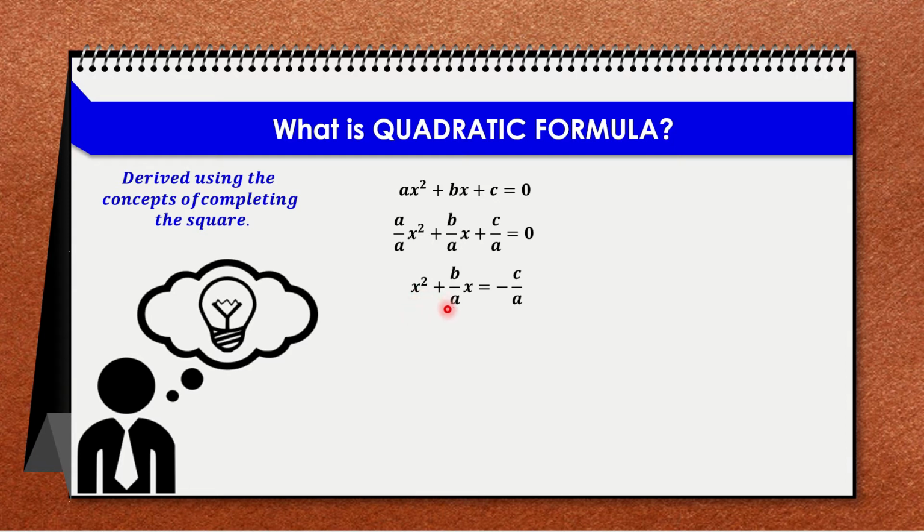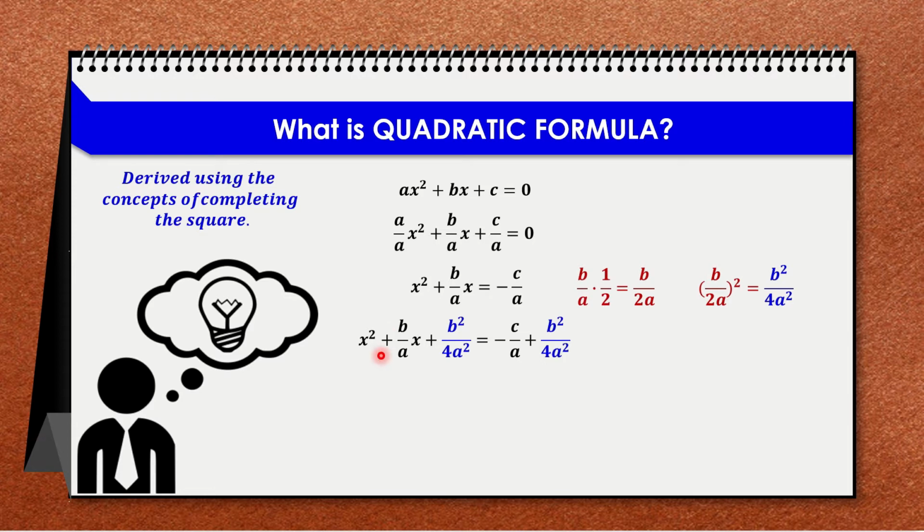Next, we need to get half of the coefficient of x. So we have b over a times one half, which is equal to b over 2a. Next, we need to square b over 2a, so we will have b squared over 4a squared. We will add b squared over 4a squared to both sides of our equation.